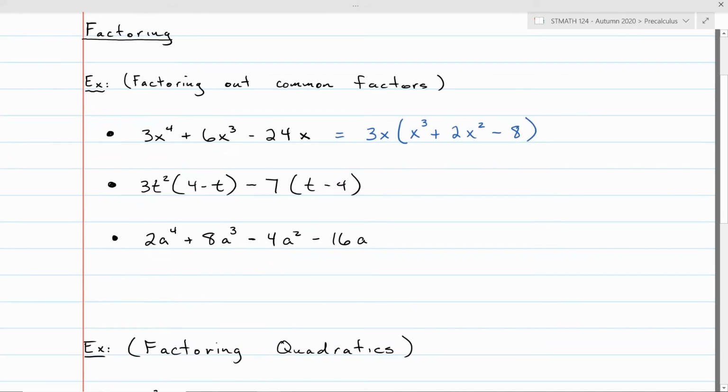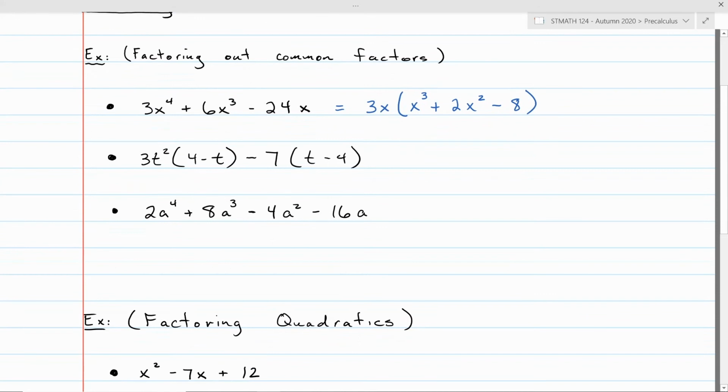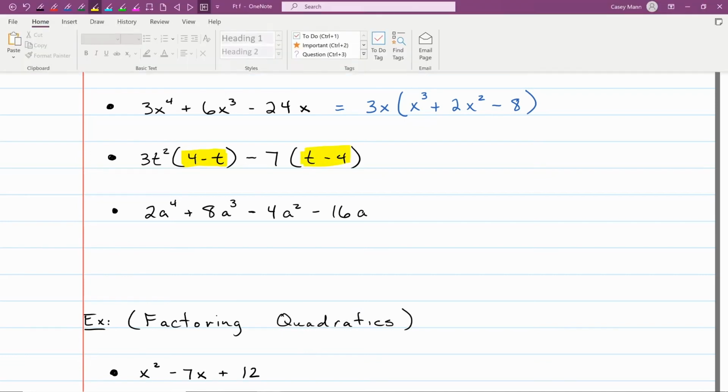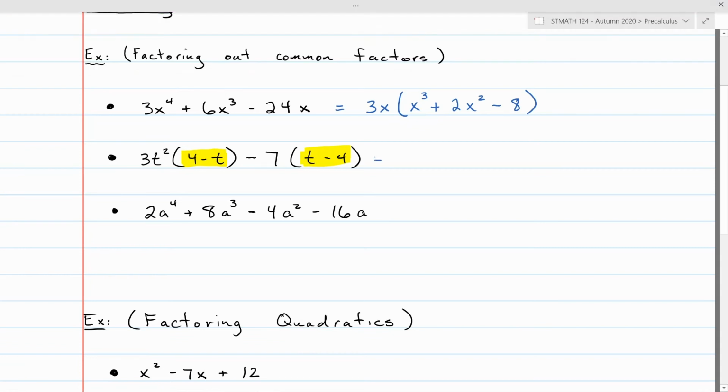Okay, how about this next, the second part? This 3t squared times the quantity 4 minus t minus 7 times t minus 4. Well, what's catching my attention on this example is this 4 minus t and t minus 4. The difference between 4 minus t and t minus 4 is only a negative. So I'm recognizing that I could write this as 3t squared times 4 minus t, and then plus, if I factor a negative out of that second term, I can reverse the order like that.